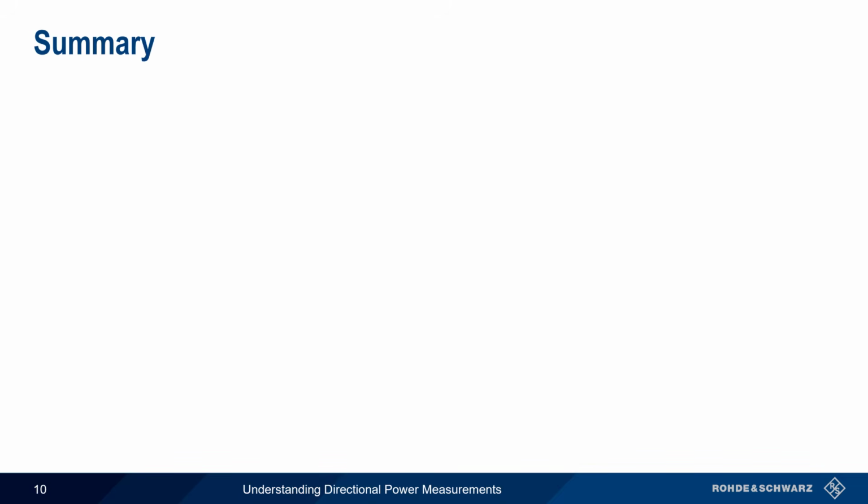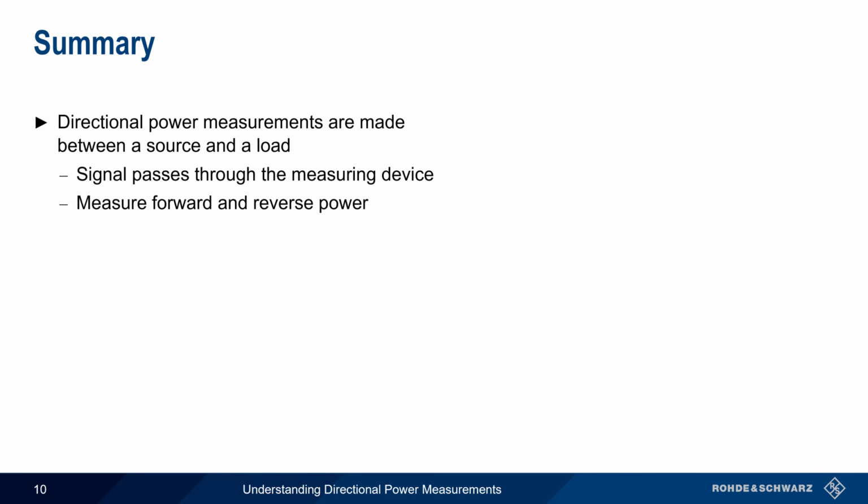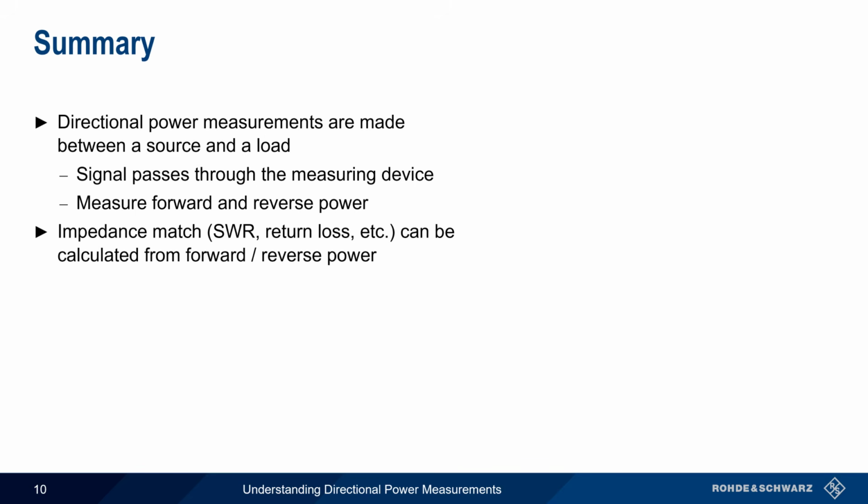Let's end with a brief summary. Directional power measurements are made between a source of RF power and a load or sink of RF power. That is, the signal is measured as it passes through a device. This enables measurement of the amount of power in both the forward as well as the reverse direction. These measurements of forward and reverse power can also be used to calculate the degree of impedance mismatch between source and load, typically in terms of standing wave ratio or return loss.